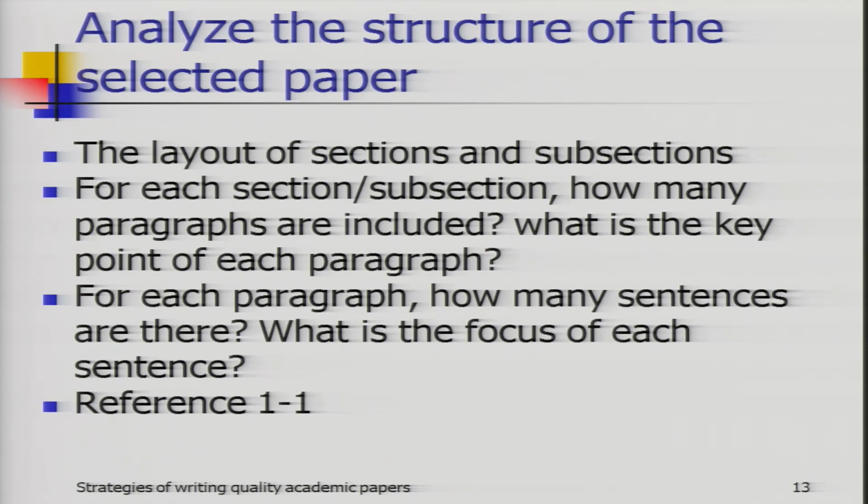Just as I showed you in the literature review section. You need to analyze all of the sections and subsections and each paragraph to find the key point of each paragraph. And for each paragraph, how many sentences are there? And what is the point of each sentence? Why do we need to do that? Because if we analyze the structure of a paper that is similar to ours, this could be a good reference for us to define the structure of our own paper, right? That's the easiest way to start.